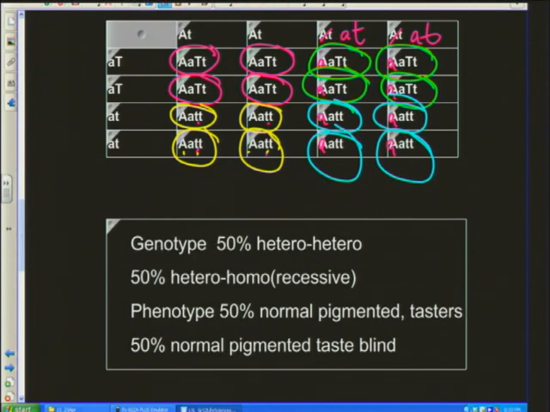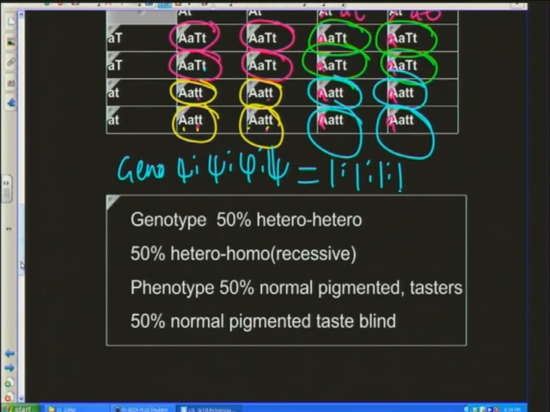Now our ratio changes. This answer has to change because we've got four, four, four, four. All right? So in other words, our genotype ratio is 4 is to 4 is to 4 is to 4, which becomes 1 is to 1 is to 1 is to 1 if we simplify it. And you've got to specify. You can't just write 1 is to 1 is to 1. You're going to say 1 hetero-hetero, 1 hetero-homo, 1 homo-hetero, and 1 homo-homo recessive. That's how you have to answer that question.